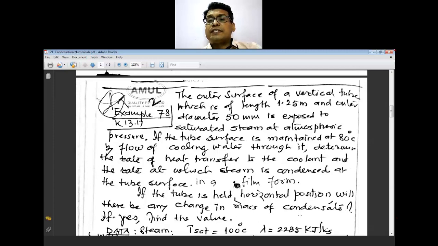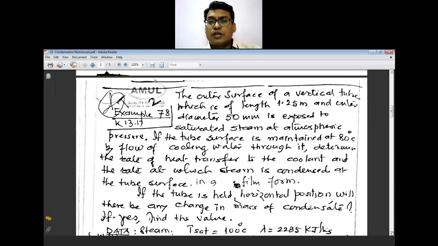If the tube surface is maintained at 80 degrees Celsius by flowing of the cooling water through it, that means the water is flowing in the tube at 80 degrees Celsius. Determine the rate of heat transfer to the coolant and the rate at which the steam is condensed at the tube surface in a film form. If the tube is held in horizontal position, what will be any change in the mass of condensate? If so, find the value.